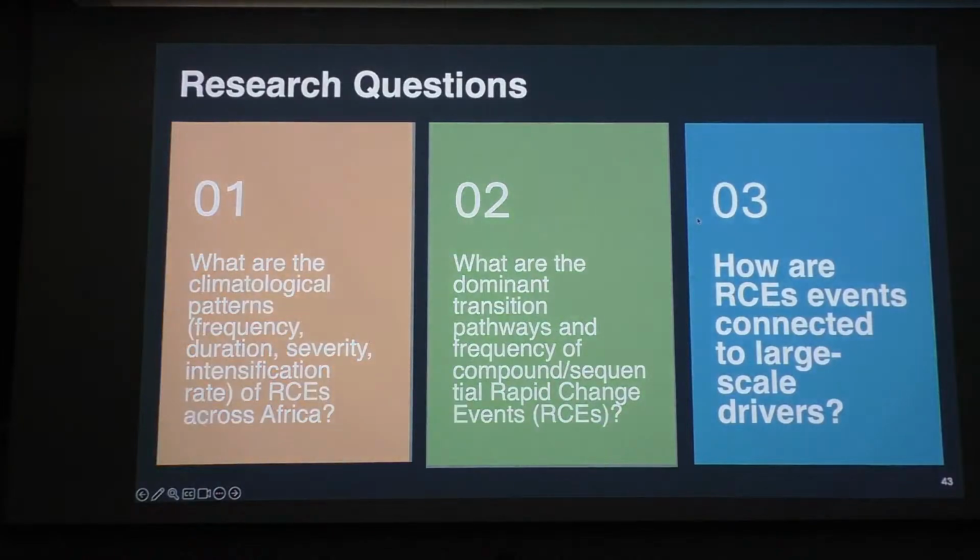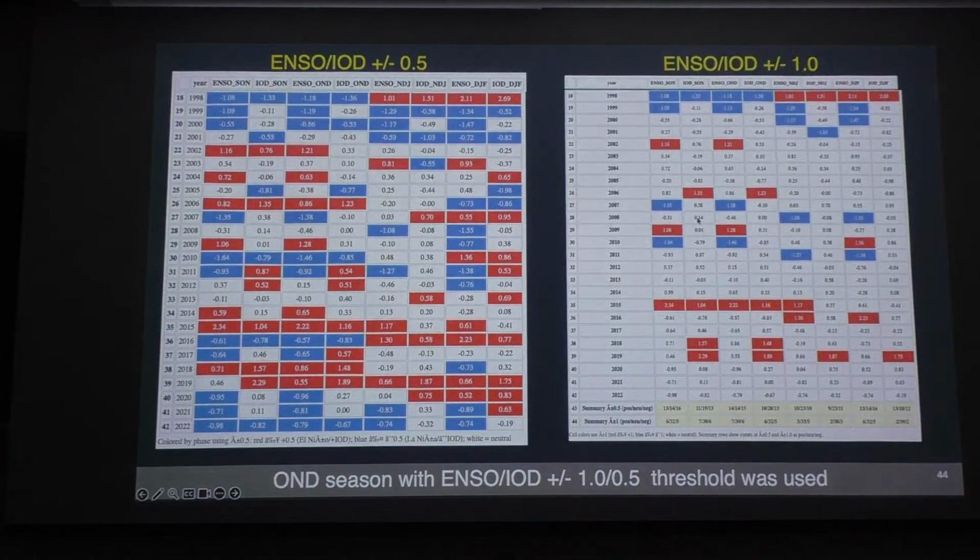Now we are going to the third research question: how does rapid change event connect to large scale drivers? Before I started doing anything like correlation or anything, I just explored and checked which criteria, which threshold shall I use to define our analysis further.